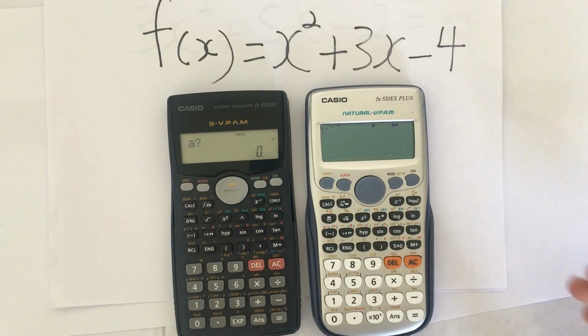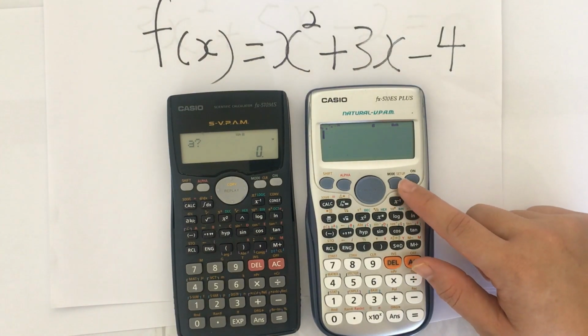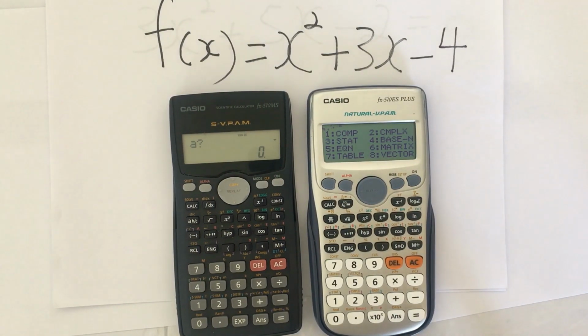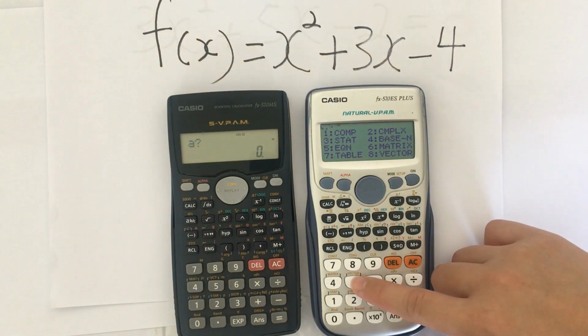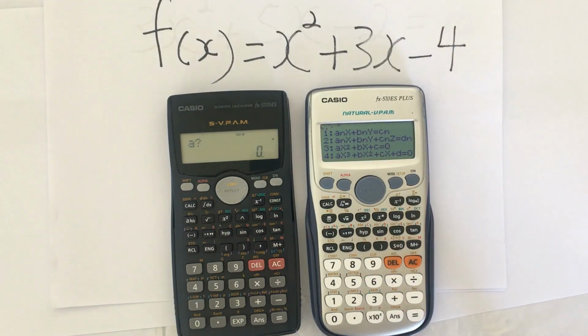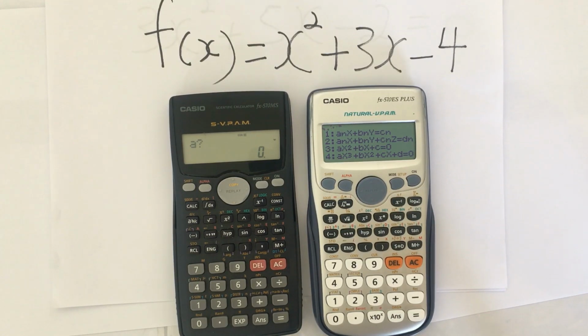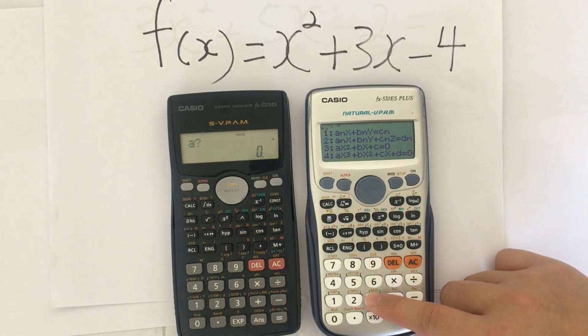Now you look at the 570EX Plus. In order to get into the EQN mode, you need to press the mode button 1 time and you'll be prompted with a list of modes to choose from. Obviously we are going to choose EQN, and that would be number 5. So you press 5 and then look for the general form for the quadratic equation, ax squared plus bx plus c equals 0. That is number 3, so you press 3.